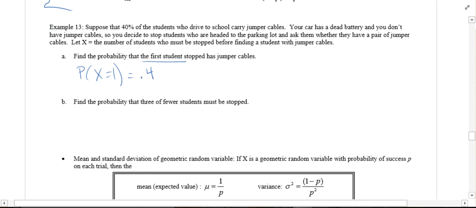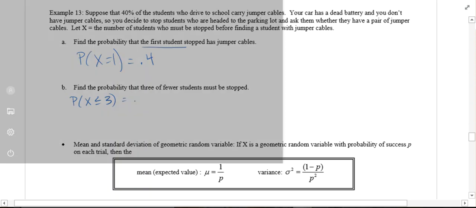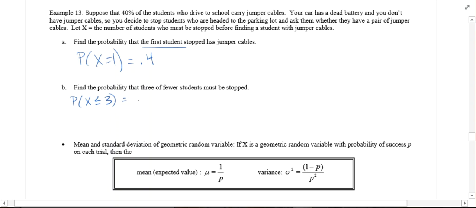Find the probability that 3 or fewer students must be stopped. Okay, so 3 or fewer. What are my situations here? That is probability x equals, I either got it on the first try, or, so I'm going to add, I got it on the second try, or I got it on the third try.